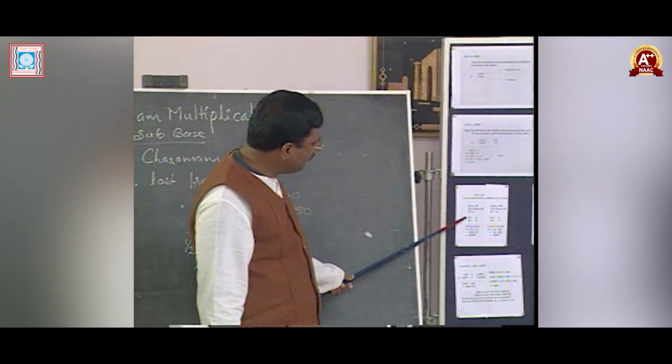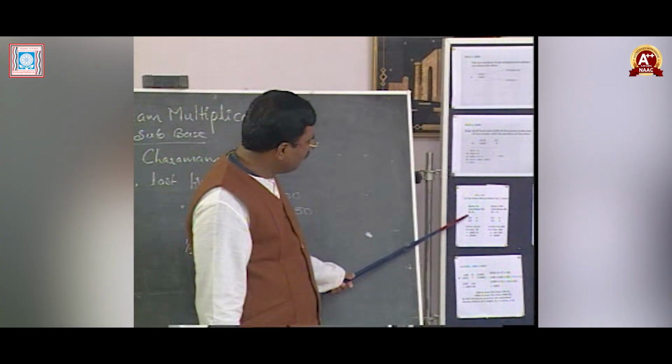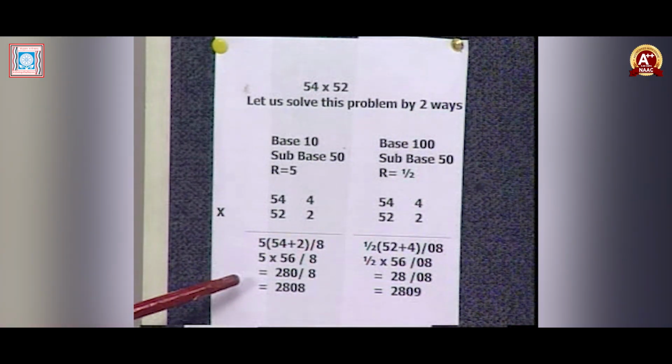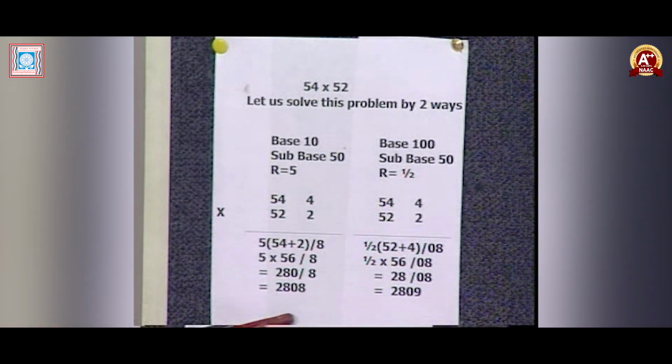Add 2 to the 54. How much will you get? 56. Ratio is 5. 56 multiplied by 5 you will get? 280. 280 is the left part. 8 is the right part. That means 54 multiplied by 52 you will get 2808.